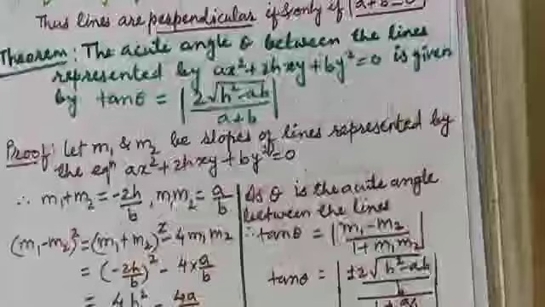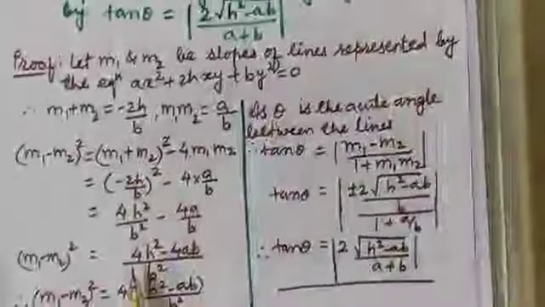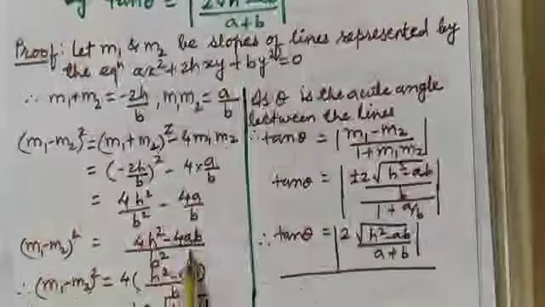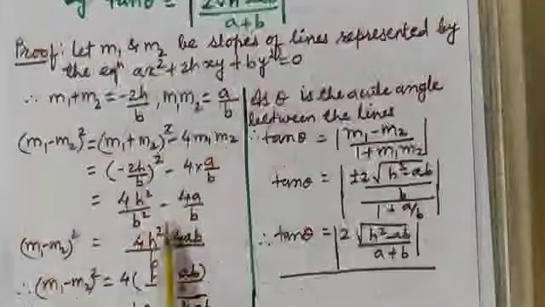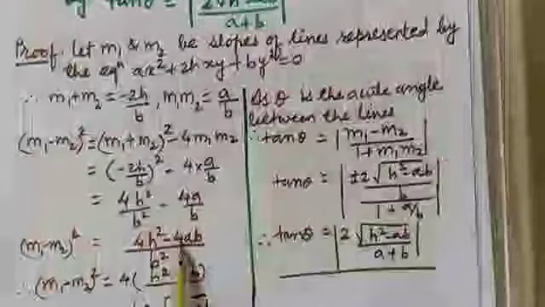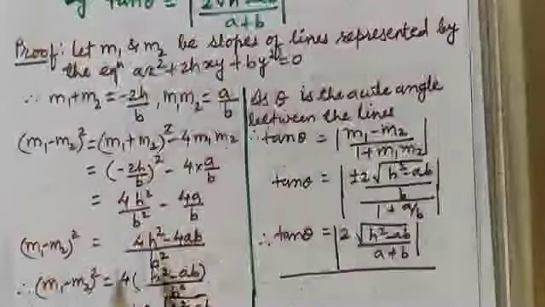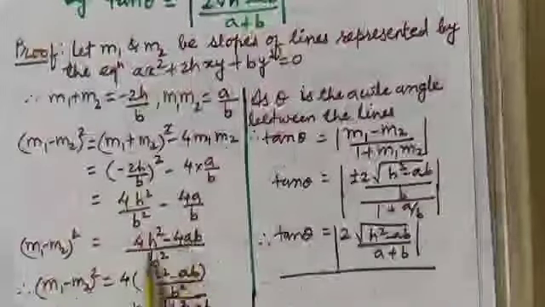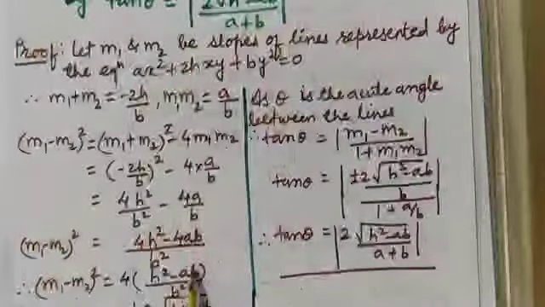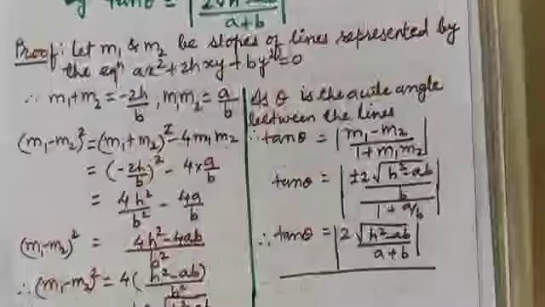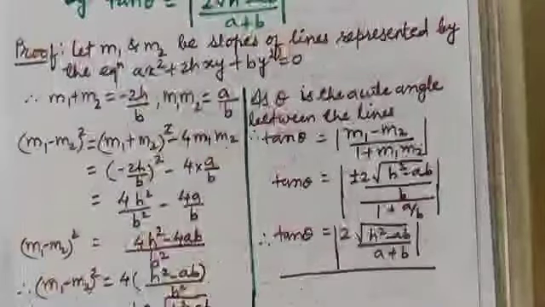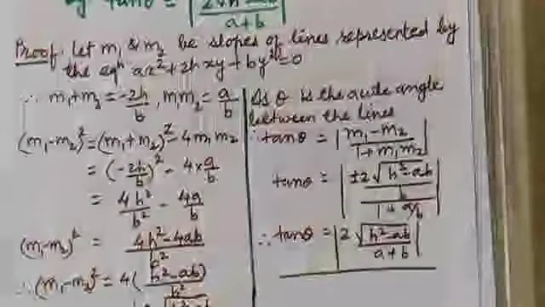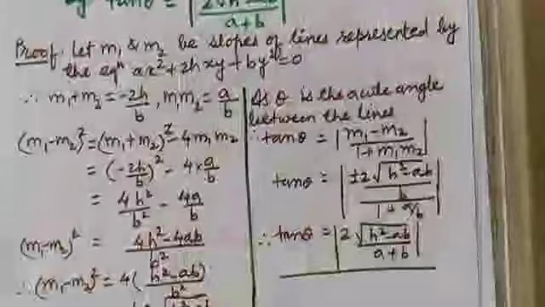Simplify this now. m1 minus m2 whole square is equal to 4h square minus 4ab by b square, after calculating the LCM. Therefore, m1 minus m2 whole square is equal to 4 taken common, h square minus ab, by b square, and after taking the square root, m1 minus m2 is equal to plus or minus 2 into root of h square minus ab by b.